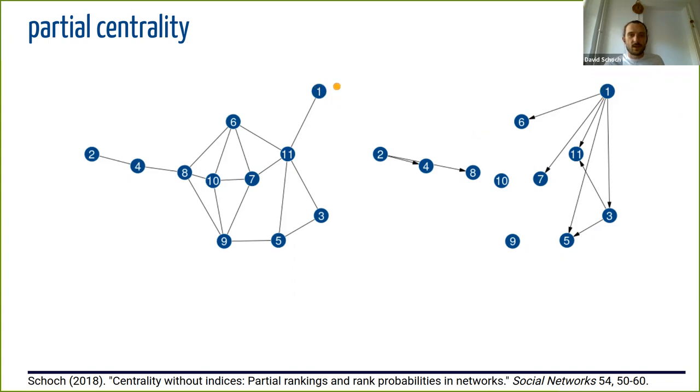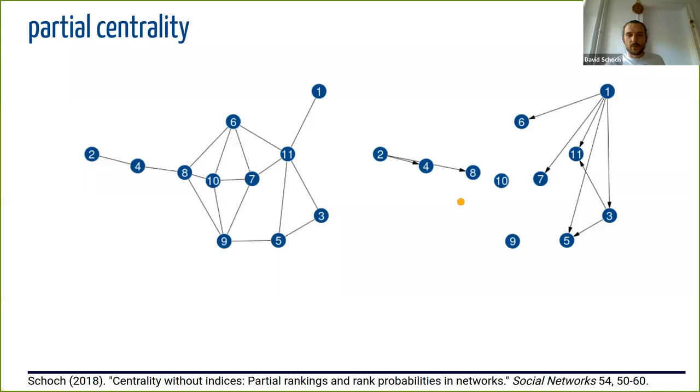So for instance, the neighborhood of 1 is 11, and 6 is also connected to 11, but to a bunch more. So 1 is dominated by 6. 2's neighborhood is 4, and 8's neighborhood is 4, but also more. So 2 is dominated by 8. And this is where these lines come from. So this is a new type of network, basically, that we can work with.